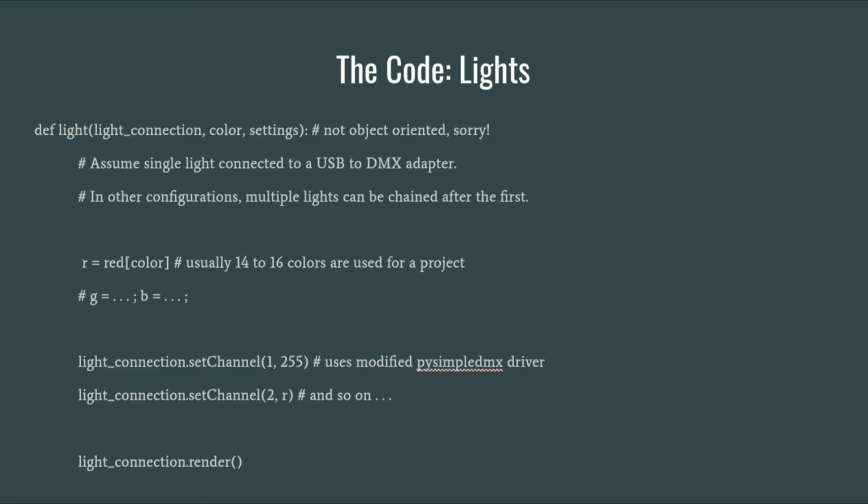Many inexpensive DMX stage lights use 7 channels, so there is room for many lights in the 512 channel universe. We assume here that the single light is set to starting channel 1.